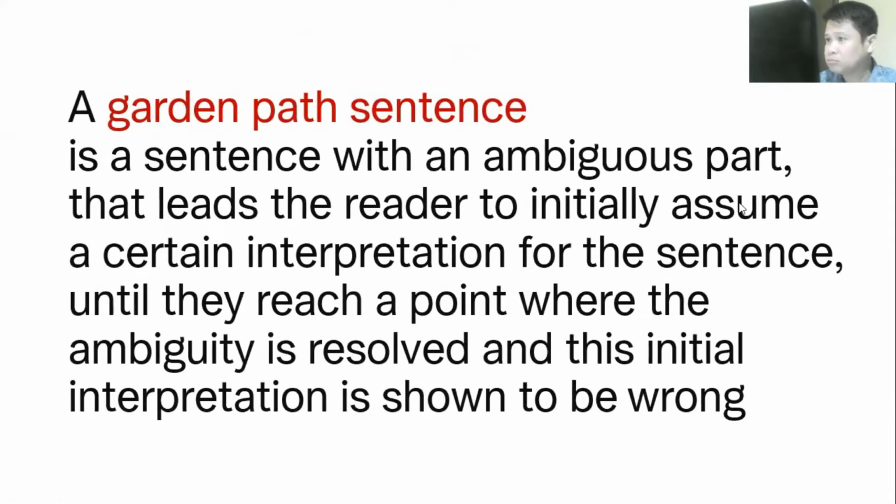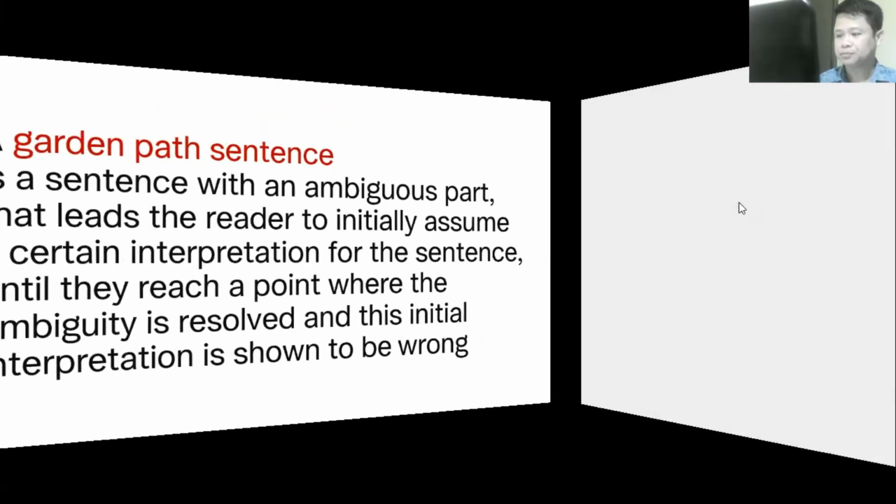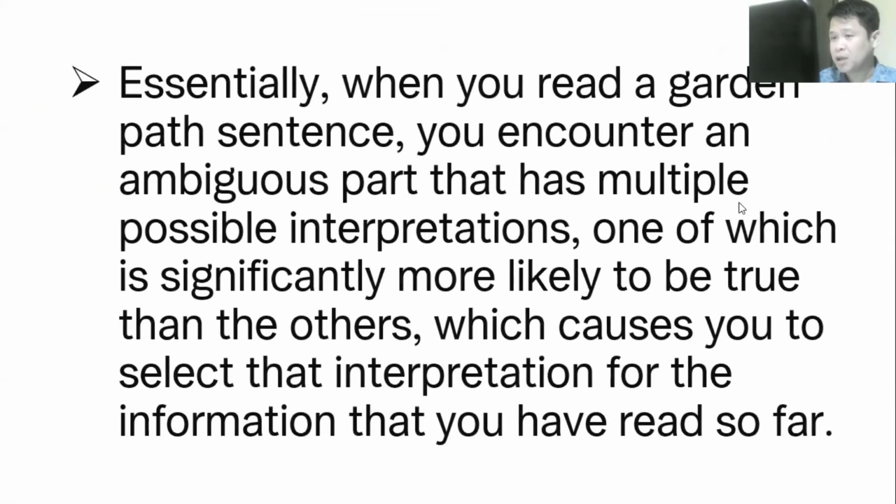There's some more information about a garden path sentence. A garden path sentence is a sentence with an ambiguous part that leads the reader to initially assume a certain interpretation for the sentence until they reach a point where the ambiguity is resolved and this initial interpretation is shown to be wrong. Essentially, when you read a garden path sentence, you encounter an ambiguous part that has multiple possible interpretations, so multiple meanings, one of which is significantly more likely to be true than the others, which causes you to select that interpretation for the information that you have read so far.